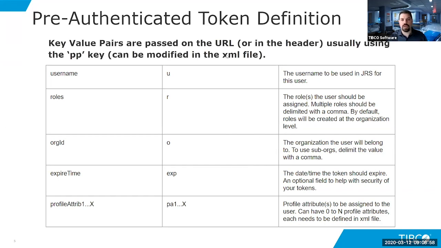So generally, our key value pairs are passed on the URL, like I said, or in the header, and usually your identifier is PP. Again, you can choose what that actually is in the XML file when we get into that. PP stands for principal parameter. It's Spring Framework terminology. You can change that PP to anything you want, but that's what the system will trigger off of to know, oh, this is a single sign-on request, I've got to do things a little bit differently. Again, we will see how that works right now.